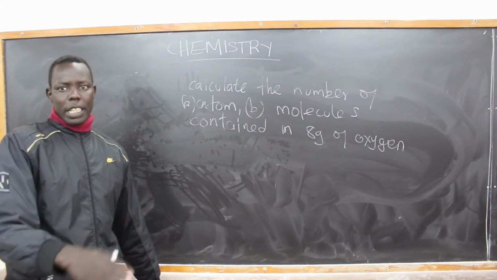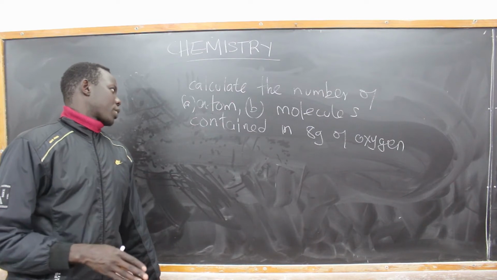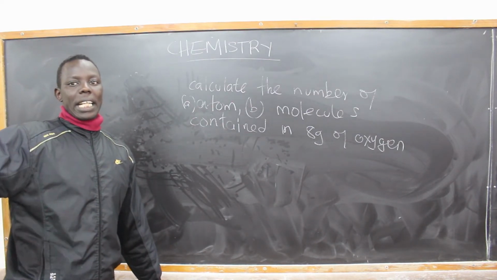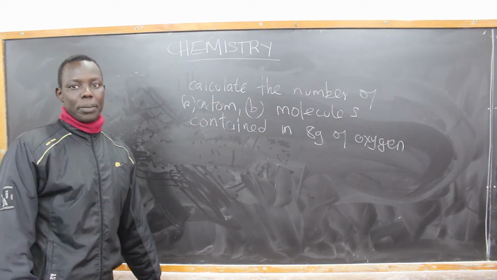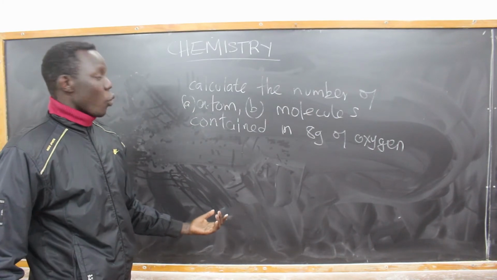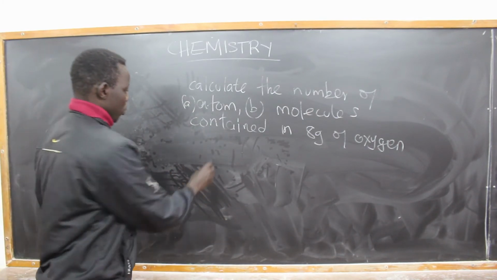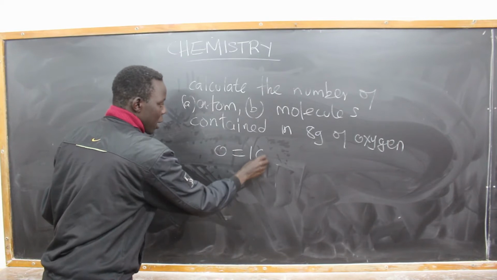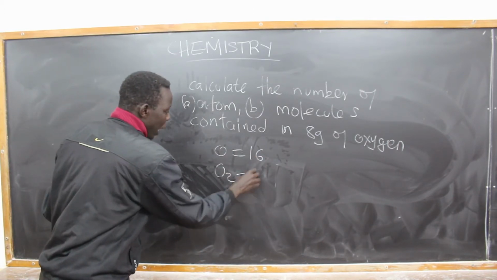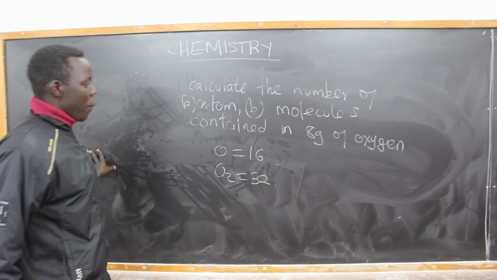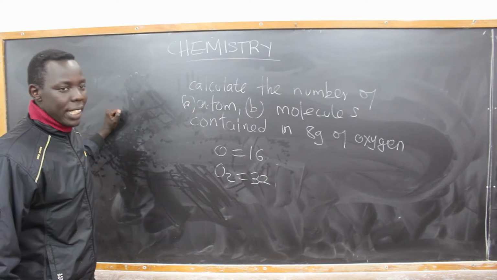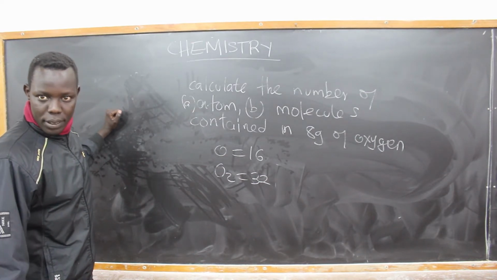So you see now, it is very possible to ask for the number of atoms and molecules of oxygen because oxygen can exist in atomic state, at the same time it is in a molecular state. We know very well that an oxygen atom has a molar mass of 16. An oxygen molecule has 32. But now we have 8 grams. So when do we use 16 and when do we use 32?